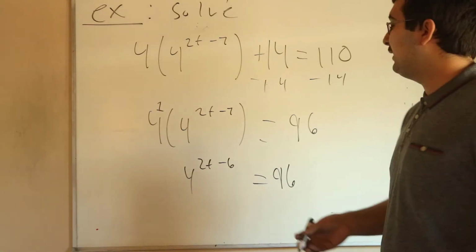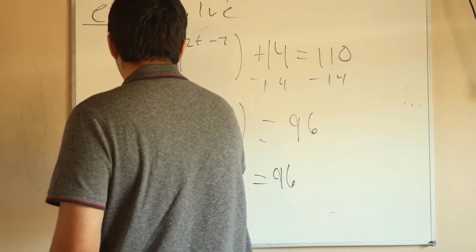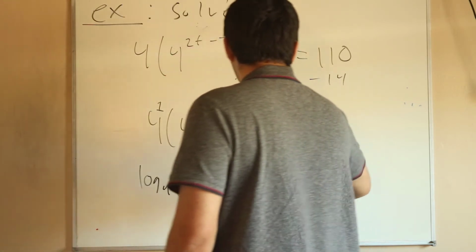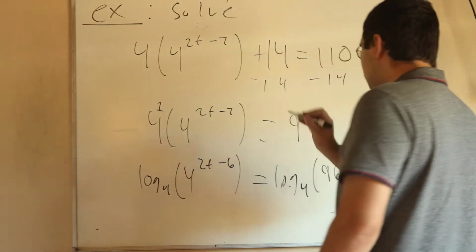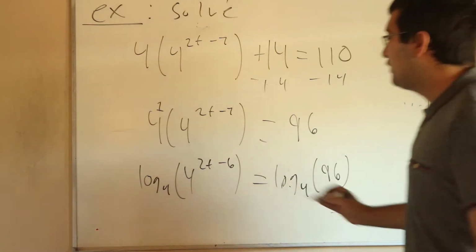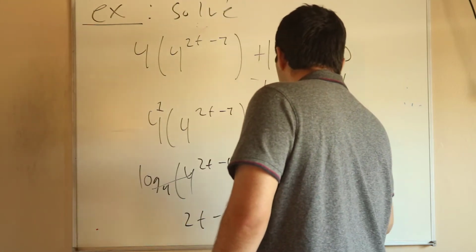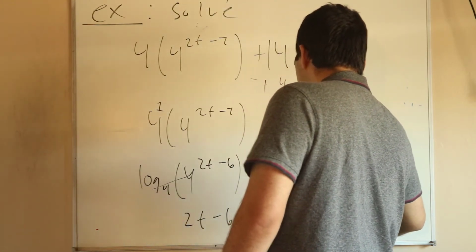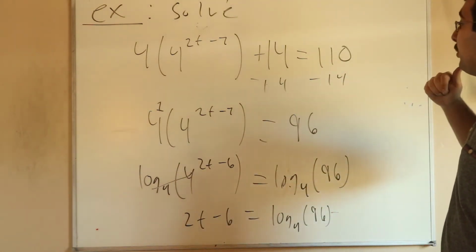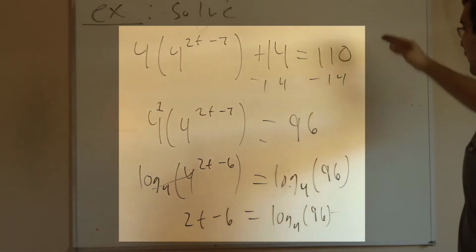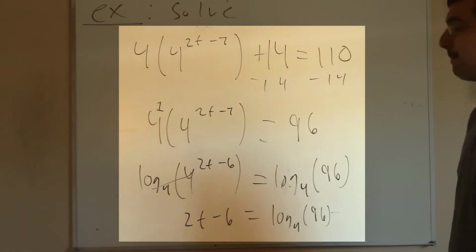I can start using those techniques we've introduced. I can take a log base 4 on both sides. The log and the exponential cancel, so I'll have 2t minus 6 equals log base 4 of 96. Okay? So now we're going to go ahead and continue, but I'm going to need some more board space, so if you haven't done so already, pause the video to get this work copied down, and we're going to erase and start at the top of the board. So go and pause now.